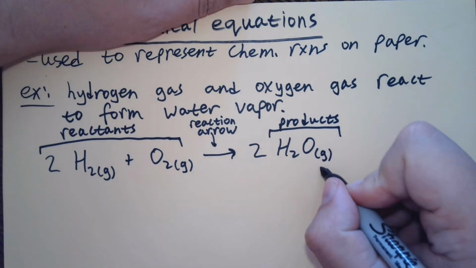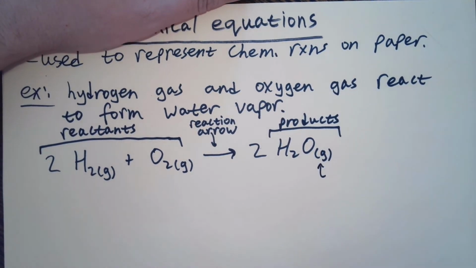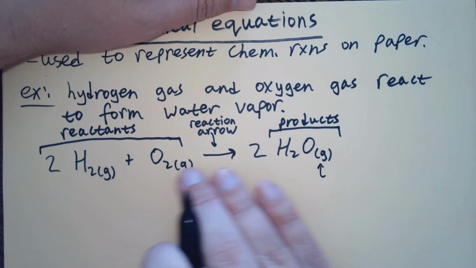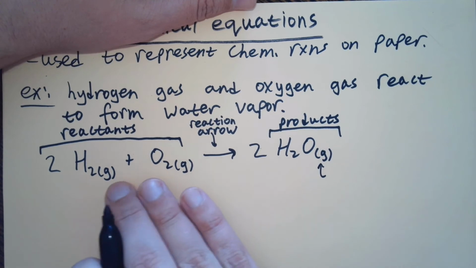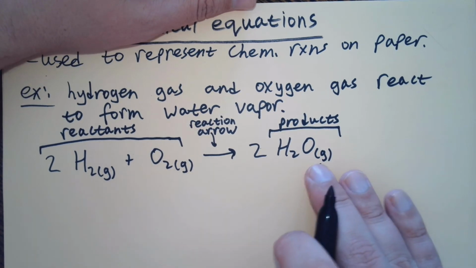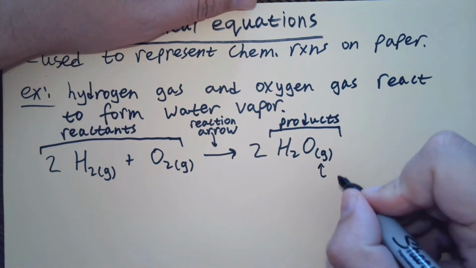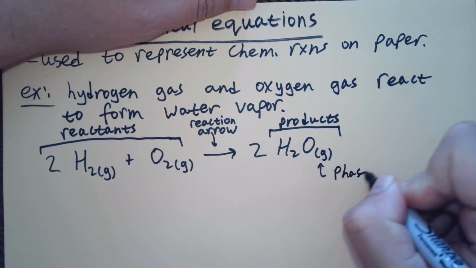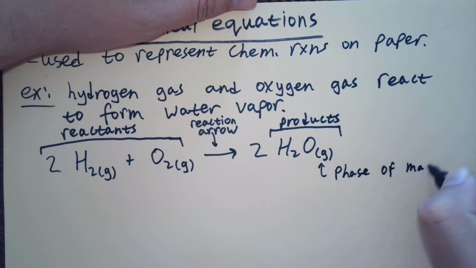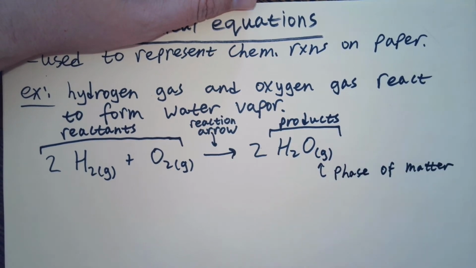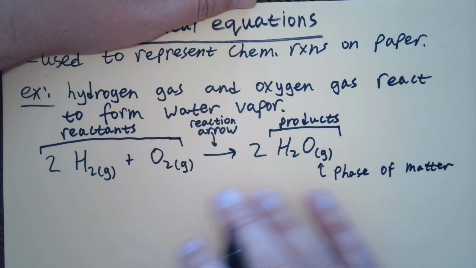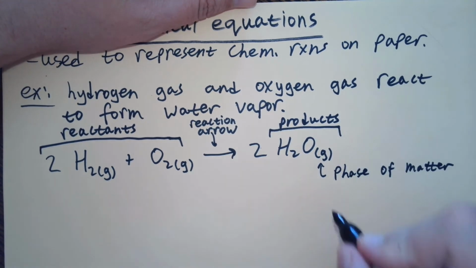Alright, so what else is there? Well, there's these little letters here, in parentheses at the end. And that represents our phase of matter. And so in this case, everything is a gas. I'm reacting hydrogen gas, I'm reacting oxygen gas, and I'm making gaseous water, or water vapor. So this can be important to know, like if you're trying to reproduce a reaction. Do I need something that's solid? Do I need it dissolved in water? Do I need to make sure it's melted as a liquid? Do I need to make sure it's a gas to do a reaction? We put that information in here.